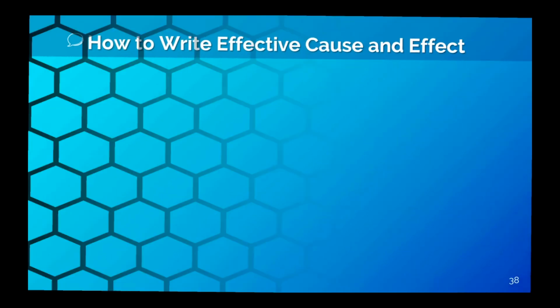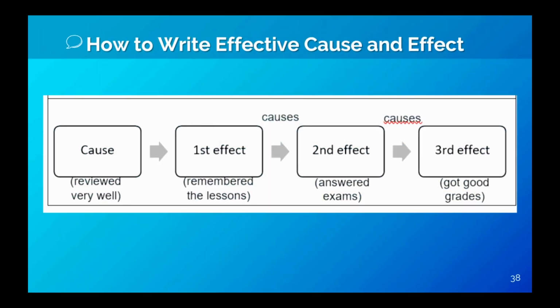Here's also another pattern of discussing cause and effect. This one. Okay? So we have here the cause and then what is the effect of that cause, and then the second effect of that, and the third effect of that. Example there. The cause is you reviewed very well for your exam or for your lesson. The effect of you reviewing very well is that you remember the lesson. And then another effect is that because you remember the lesson, you were able to answer the exams. And because you were able to answer the exams, the last effect is that you got good grades.